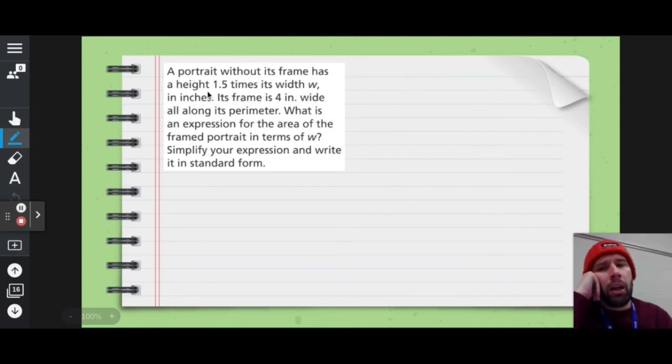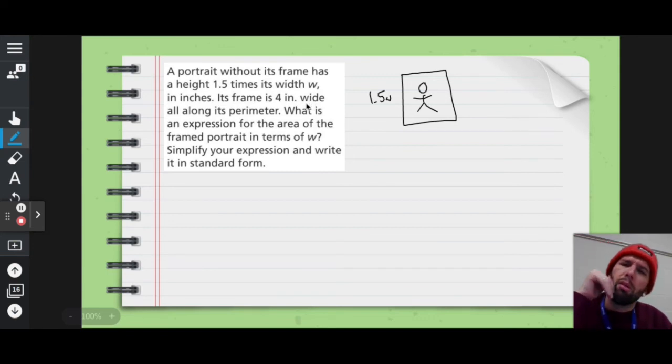A portrait without its frame has a height. So let's draw a picture. A portrait without its frame. That's me. Its height is 1.5 times its width. Okay. Its frame is 4 inches wide all along its perimeter. What does that mean? Its frame is 4 inches wide all along its perimeter. I guess it just means 4 inches wide. I don't know. That's weird. Okay, I'm just going to leave it like that.